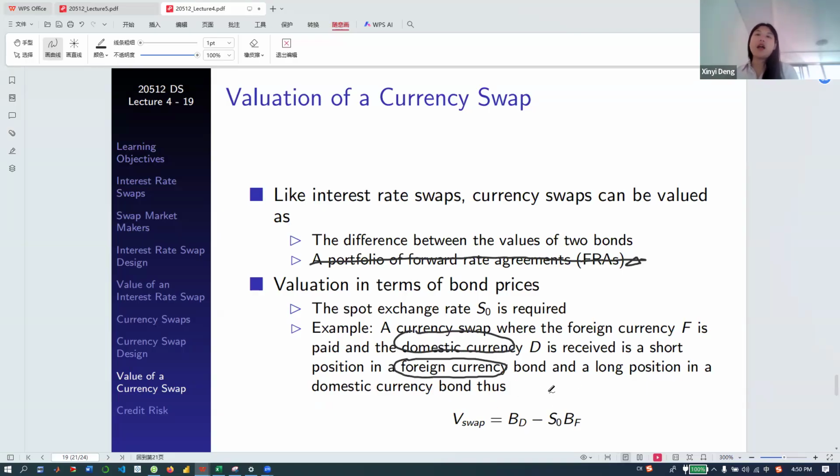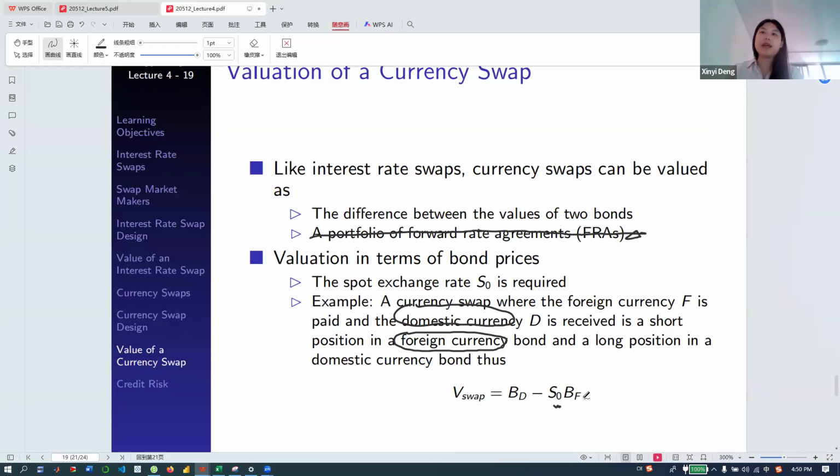Now, obviously we cannot directly use the price of the domestic currency bond minus the price of the foreign currency bond, right? Because they are quoted in different currencies, so that's why we have this S0 here. This S0 is basically converting the foreign price into a price denominated in the domestic currency.